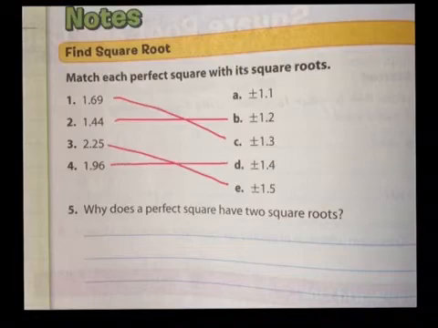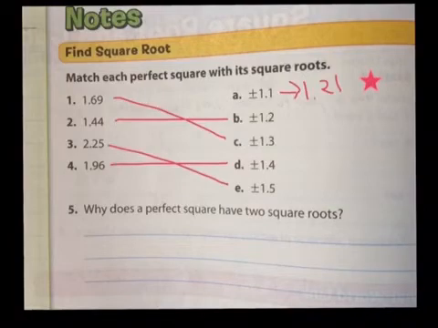Because 11 times 11 would be 121, which would give you 1.21, right? And let's put an arrow to that one, like that. And this is, again, a key answer. So please write 121 next to that one.